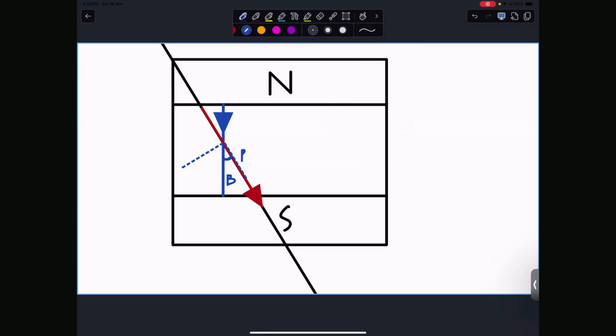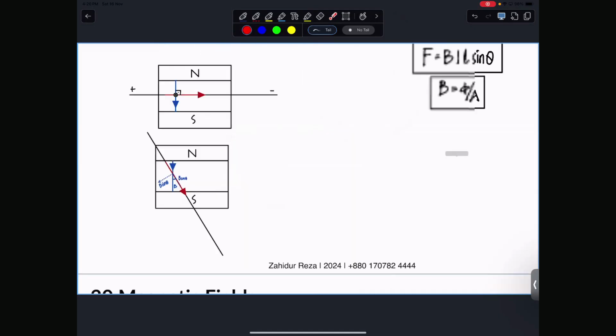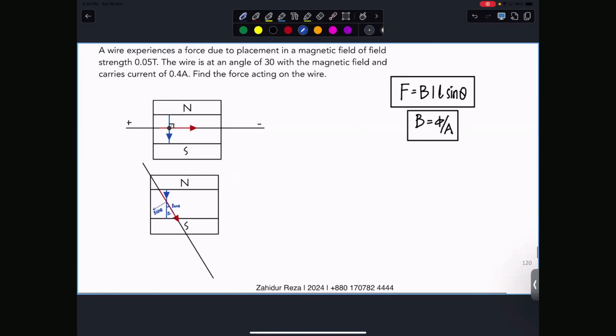This is going to be B cos theta. B cos theta is going to have no impact on your outcome because it's parallel to the current. And this one is going to be B sine theta. And this B sine theta of the magnetic field is what to the current? Perpendicular. And now, if I want to find the force, what do we have to do here? So your F is equal to B.